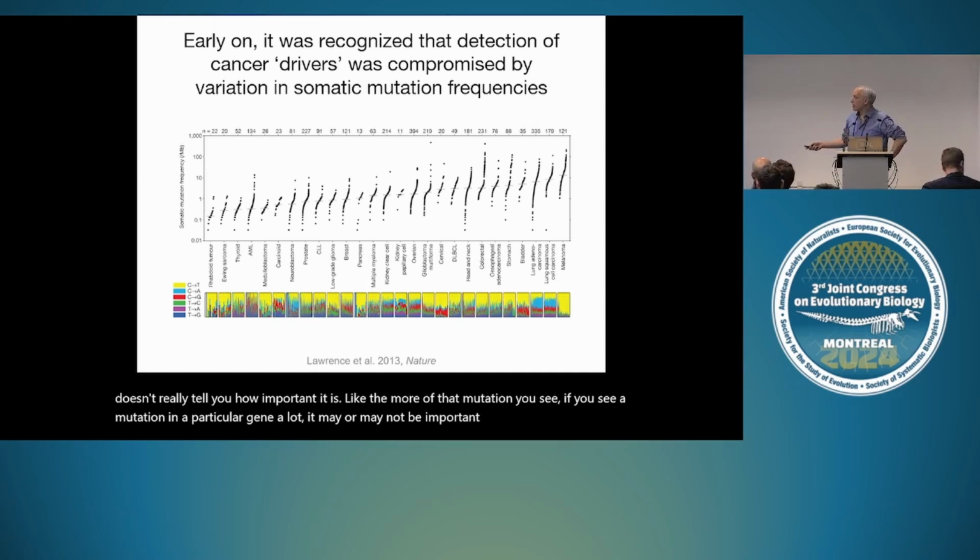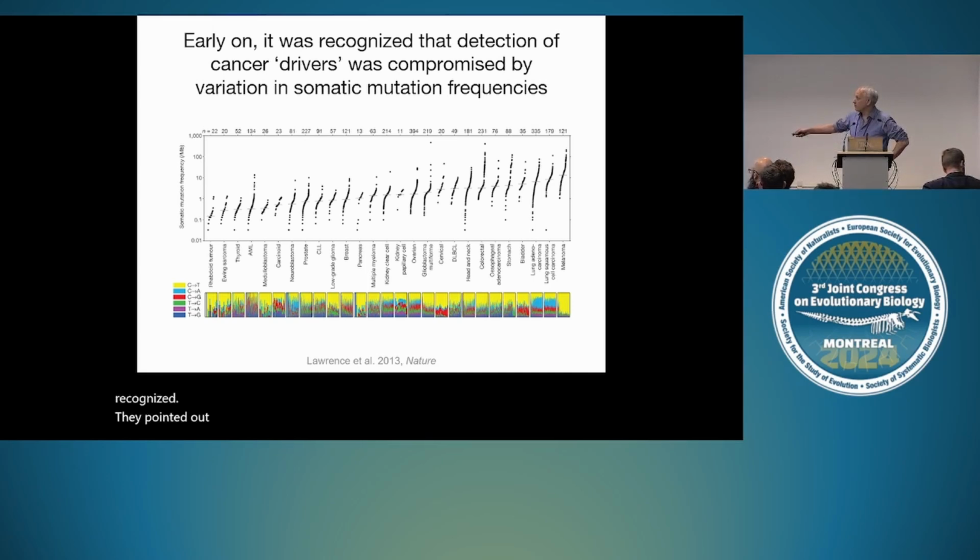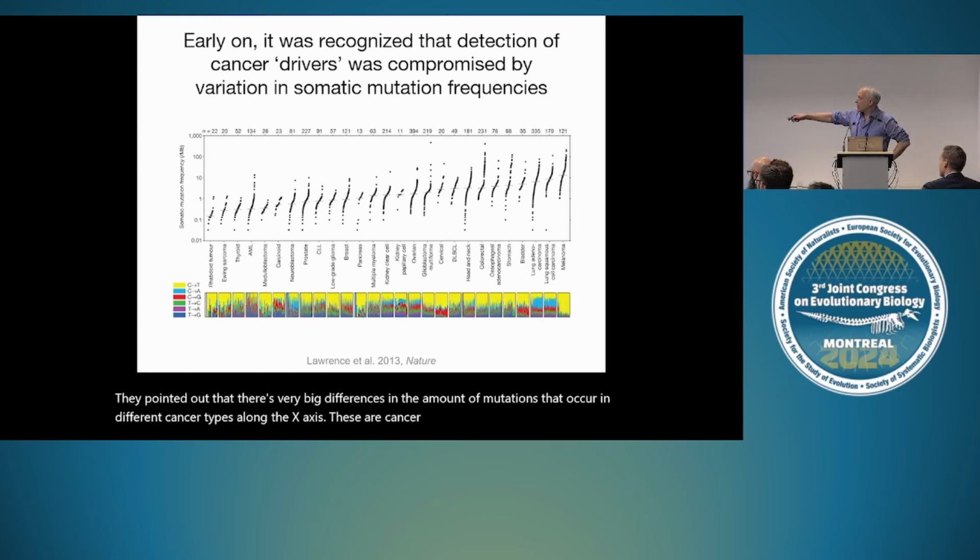So that was early on recognized, and they pointed out that there's very big differences in the amount of mutations that occur in different cancer types. Along the x-axis, these are cancer types. And the baseline mutation rate varies a lot along cancer types, but it also varies, this is a log scale, a lot within cancer types. So all of this needs to be taken into account to try to understand if that underlying mutation rate is affecting what the importance of a given driver gene is to cancer.